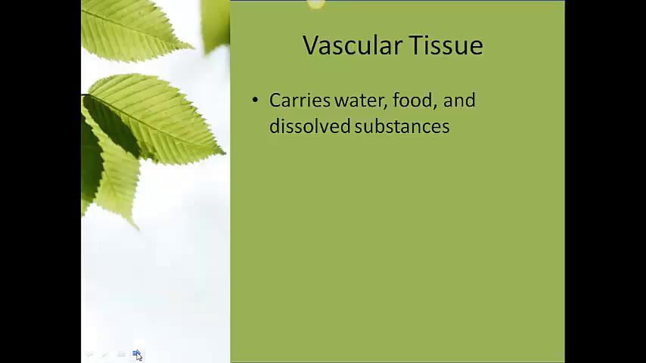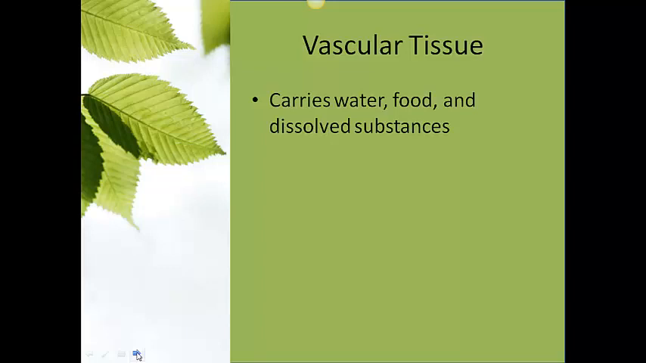Just like in our bodies, we have special types of tissue that do certain things, like our muscle tissue that helps with movement, our bone tissue that helps with structure and support. Plants also have different types of tissues in them that do different things. The type of tissue we're going to be looking at specifically in this vodcast is called vascular tissue. And this is the tissue of plants that carries around things the plant needs. For example, water, food, dissolved substances.